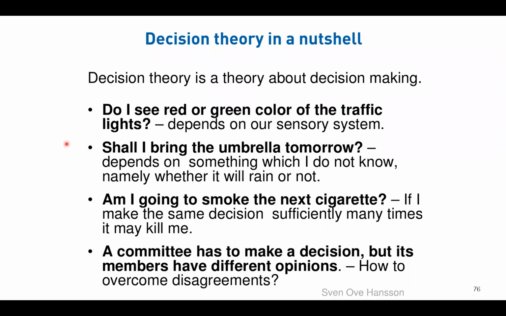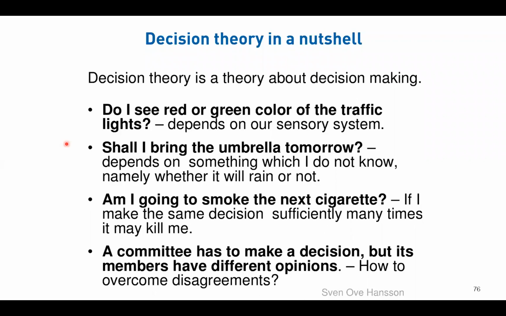So the first: do I see the red color or the green color of the traffic lights? Whichever you see depends on which signal goes into your eye. So that's the sensory system. It goes to your eye and then to your visual cortex, right?